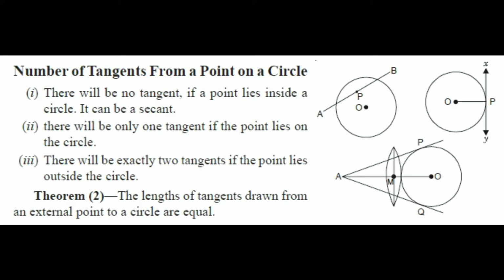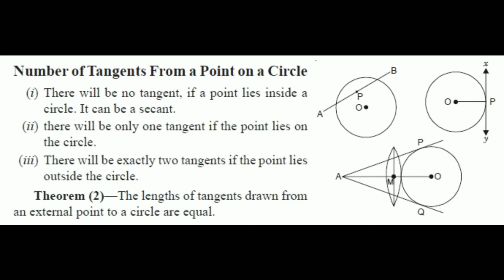In the second case, when the point lies on the circumference of the circle, meaning on the boundary of the circle, as shown in figure two, then we can draw only one tangent line from that given point. Here O is the center of the circle and P is the point of contact on the boundary of the circle. Then one tangent line, that is XY, can be drawn from point P.